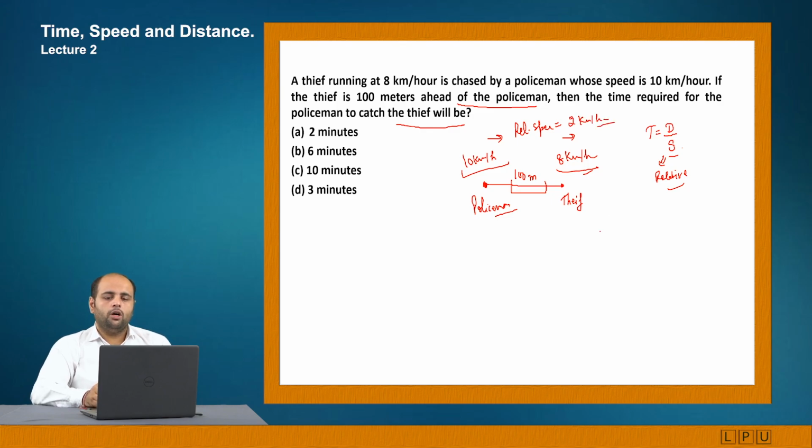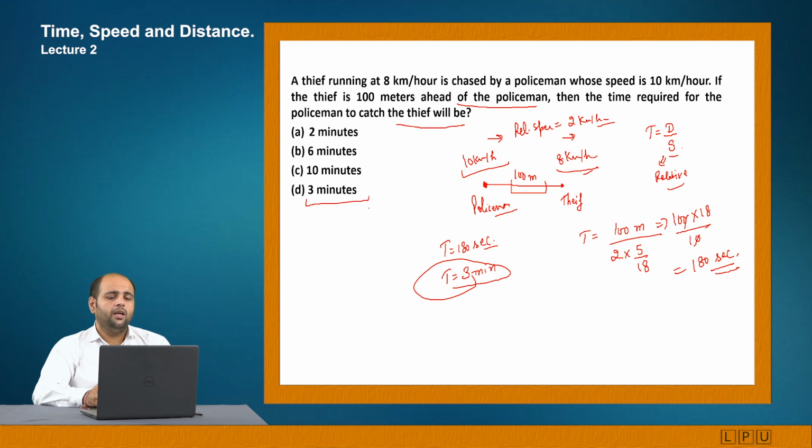When we put down the formula, what will be the time? Time is equal to distance, which is 100 meters. But the speed is in kilometers per hour, so first we have to convert it into meters per second. So 2 is multiplied by 5 by 18. Putting in the values, 100 multiplied by 18 divided by 10. The zeros will cancel out, so it will be 180 seconds, because now the speed is in meters per second and the distance is in meters, so the time will be in seconds. But in the options the time is in minutes, so convert the seconds into minutes. As we know, the time is 180 seconds and there are 60 seconds in 1 minute, so the time in minutes will be 3 minutes. So the answer for this question is 3 minutes.